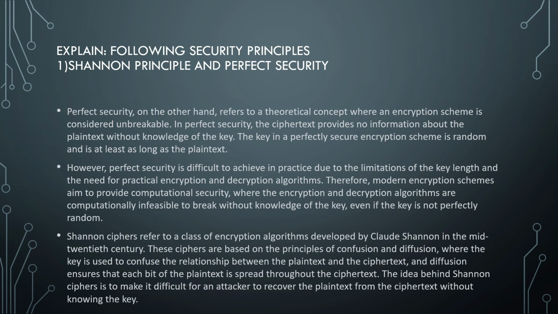Even if the key is not perfectly random, Shannon ciphers refer to a class of encryption algorithms developed by Claude Shannon in the mid 20th century. These ciphers are based on the principle of confusion and diffusion, where the key is used to confuse the relationship between the plaintext and the ciphertext, and diffusion ensures that each bit of the plaintext is spread throughout the ciphertext.